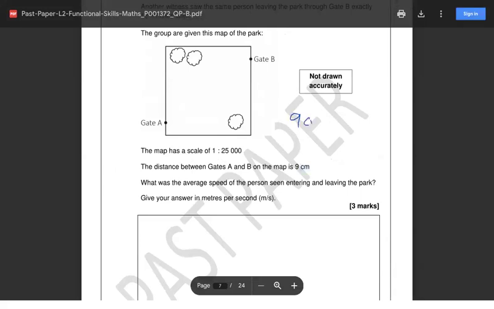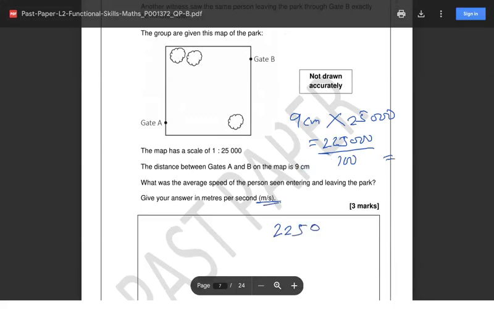So you take 9 centimeters times 25,000. That gives you 225,000. So to meters, divided by 100, that gives you 2250.